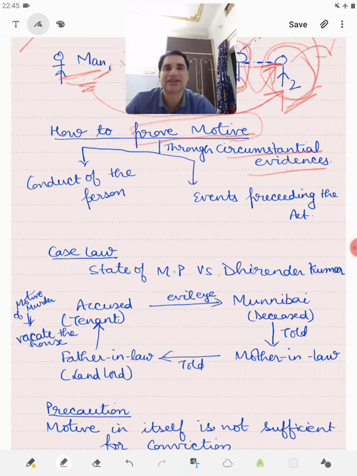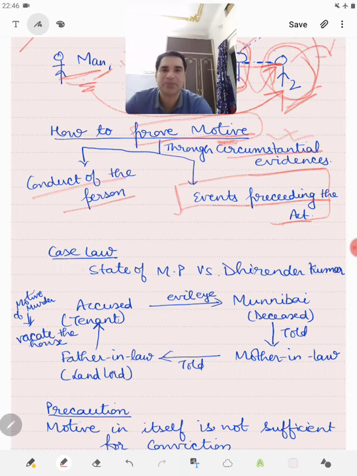Now, what are those circumstantial evidences? One is the conduct of the person. From the conduct of the person, we can find out what his motive was. Another is the events preceding the act. Those events which have prompted a person to act in a particular manner can also give us a hint as to what was the motive of the person who was acting in that particular manner.